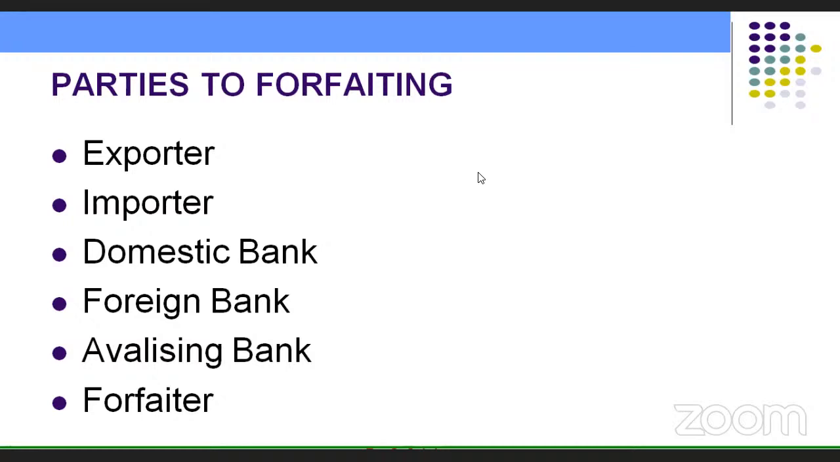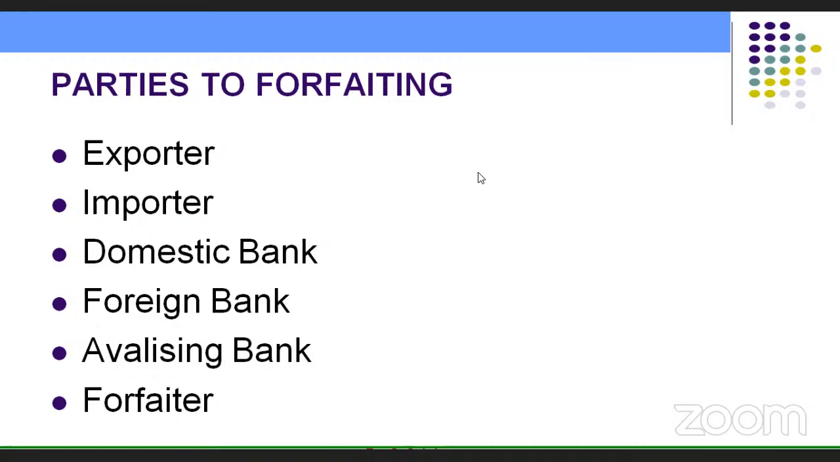Hence, the confirming bank could be a foreign bank or a bank from another country which provides an unconditional guarantee of the payment by the importer. Sometimes the importer's bank may not be recognized by the world or by the other country. At that time, they will take the guarantee from another bank which is recognized by the exporter's bank. So that is called the confirming bank.